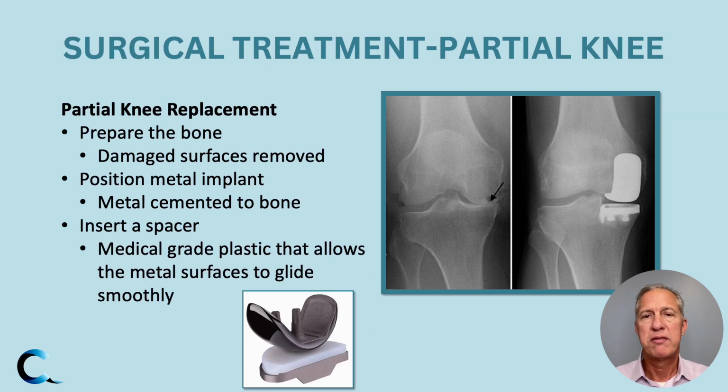A partial knee replacement is a procedure in which we just resurface one compartment or one area of the knee. We prepare the bone and then position metal implants on the end of the femur bone and the upper end of the tibia bone, and we place a spacer or a high-density polyethylene part in between the 2 metal pieces.